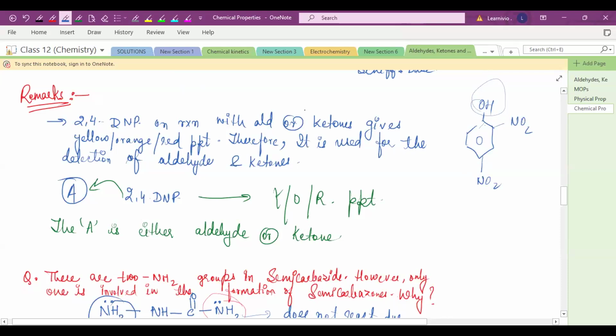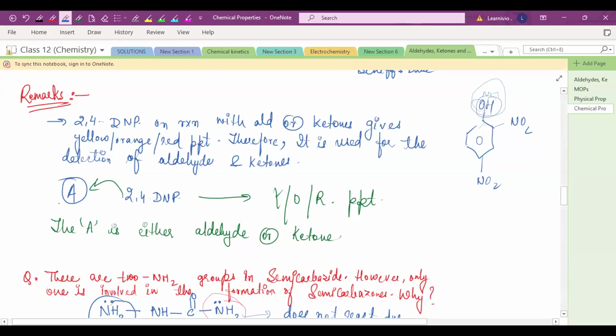On reaction with aldehydes or ketones, it gives a yellow, orange, or red precipitate. So when you react aldehydes or ketones with this structure, 2,4-dinitrophenyl, and you can also use 2,4-dinitrophenylhydrazine. Instead of the OH, you can attach the hydrazine also. So it will give you a reddish, orangish, or yellowish precipitate. It confirms that an aldehyde or ketone is present in the sample.